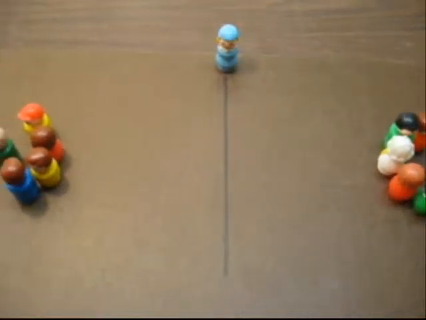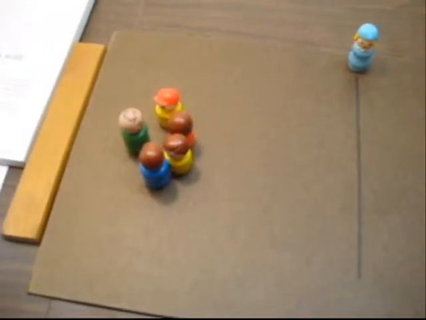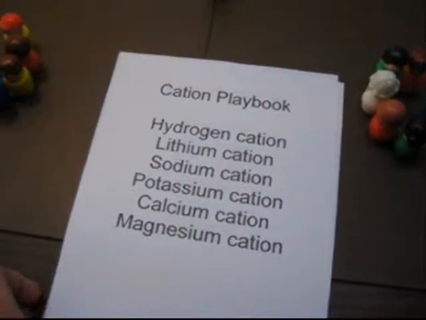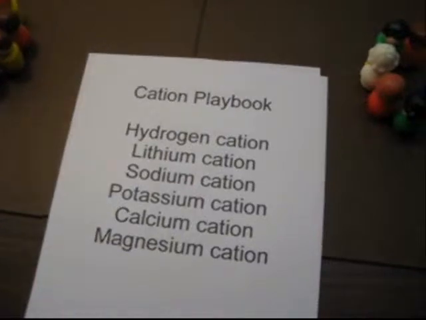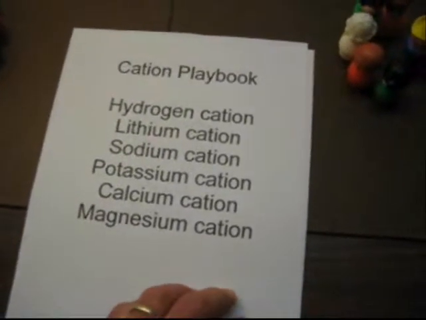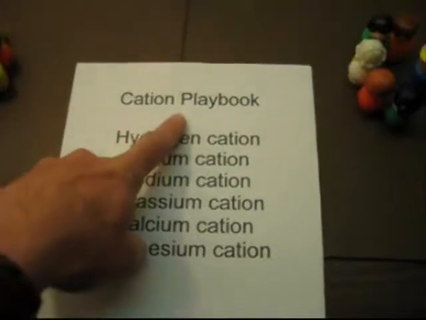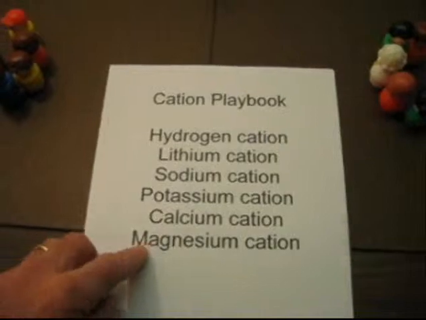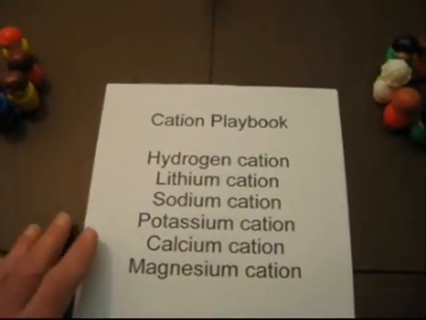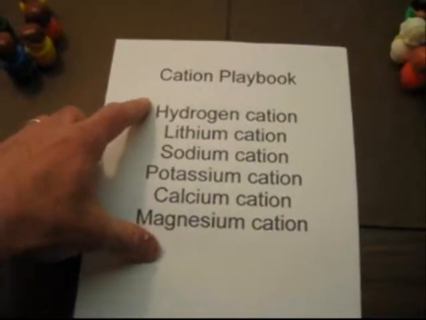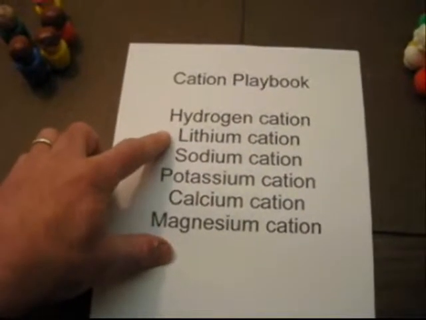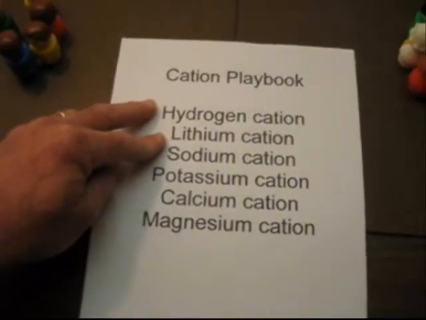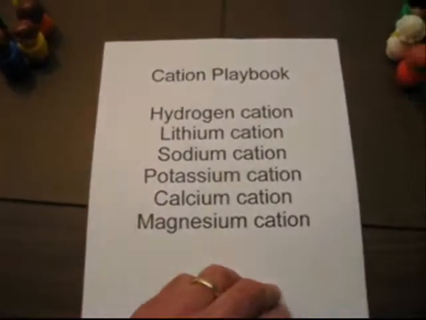Now, beforehand, something that you'll need to prepare are the playbooks for each team. The cation team will have the cation playbook, and this is just an example here. The playbook, like for a football team, is the list of plays that they can use for each down or each round of play. We've listed here just some of the monoatomic ions: hydrogen, lithium, sodium, potassium, calcium, and magnesium. Notice we have some +1 cations and then some +2 cations.